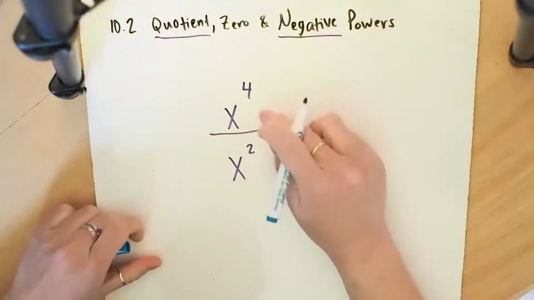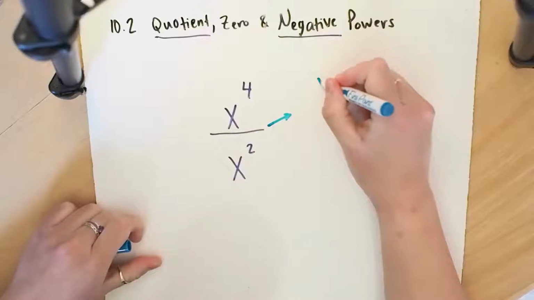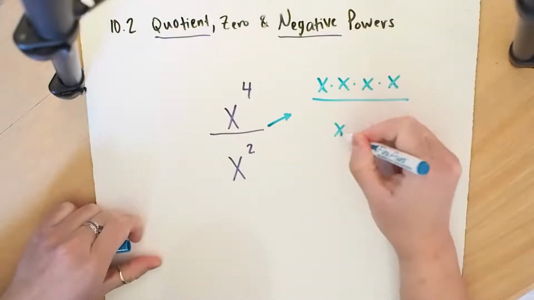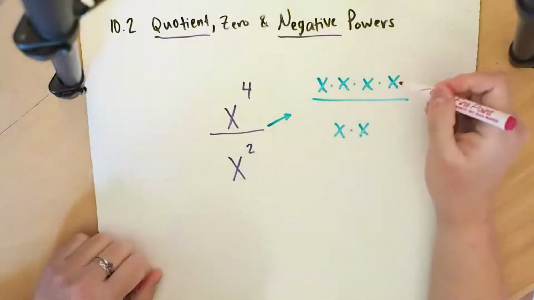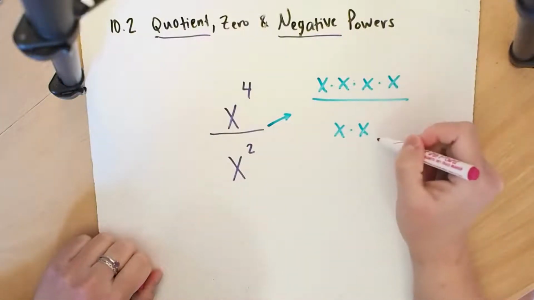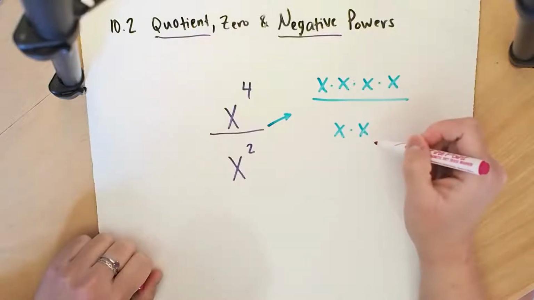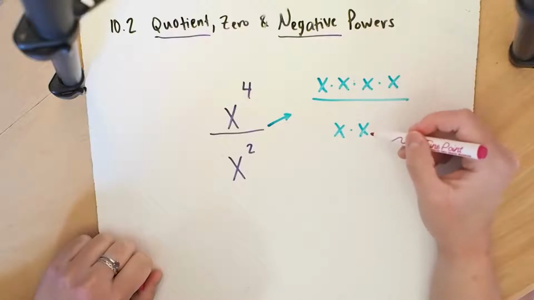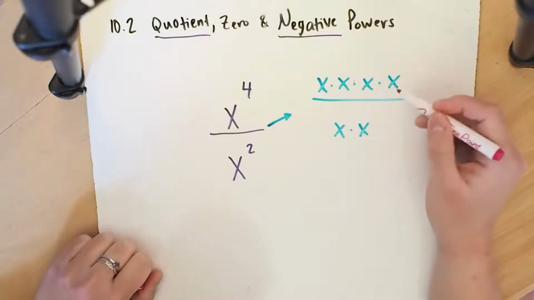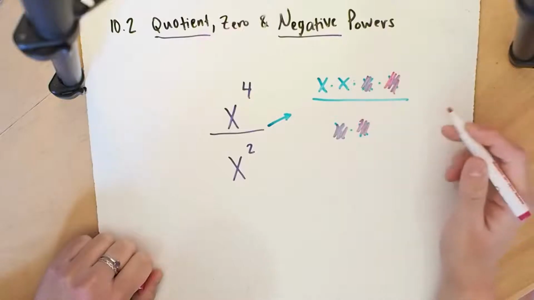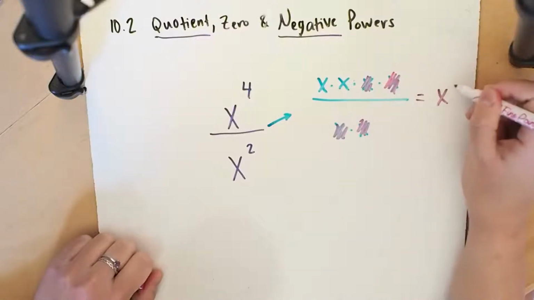The first way is to write it out like this, x times x times x times x all over x times x. Now we can see that we have 4 x's multiplying themselves on the top and 2 x's multiplying themselves on the bottom. We have to remember that if we have something on the top and something on the bottom being multiplied or divided, then that means they can cancel out and go away. And we're left over with simply x squared.